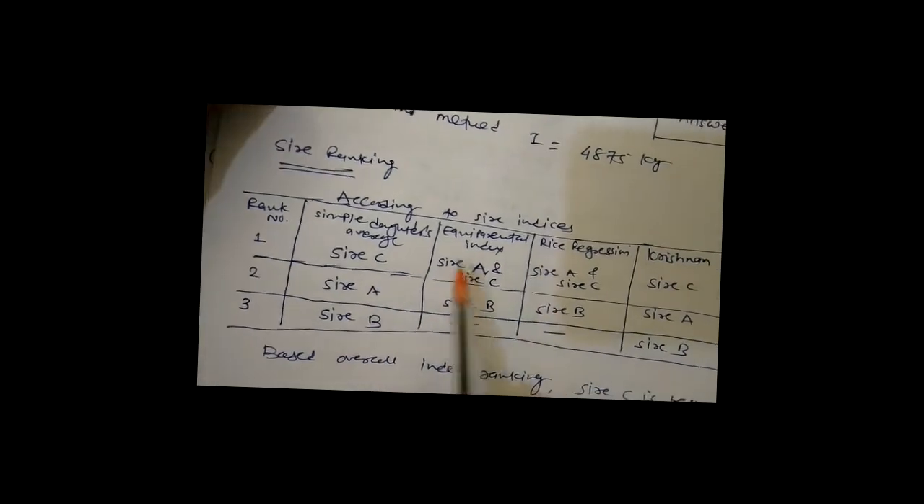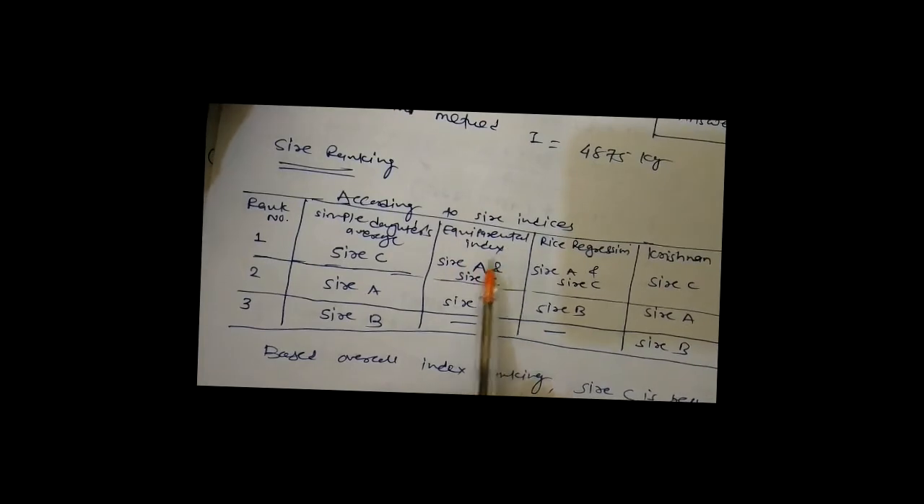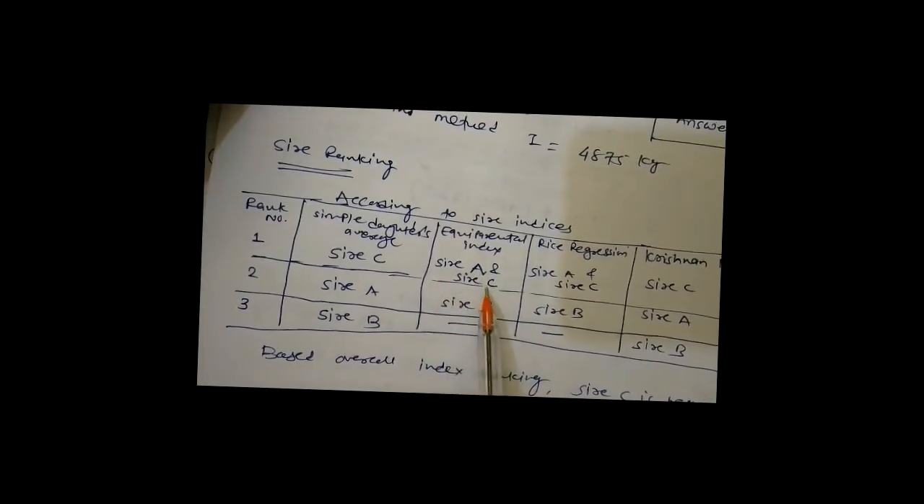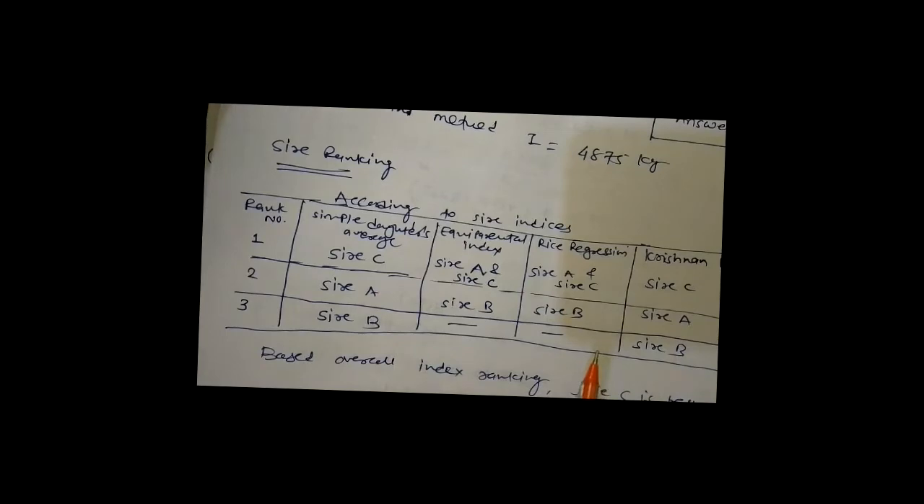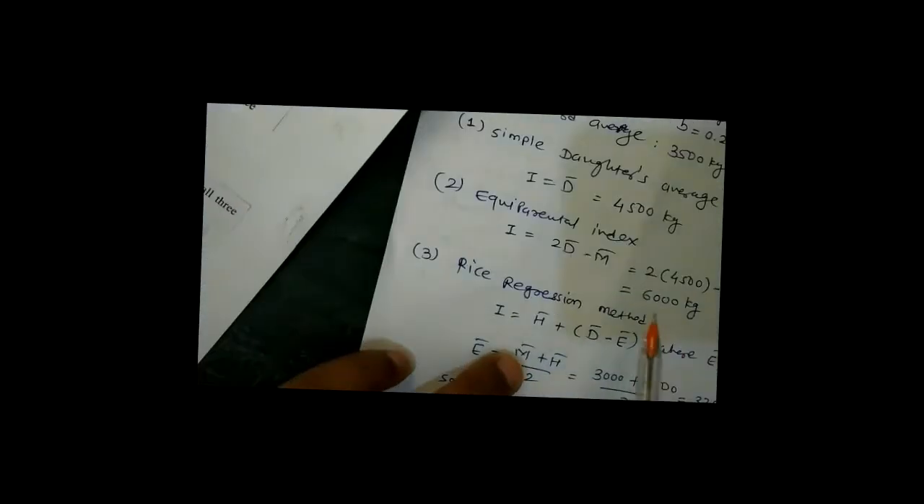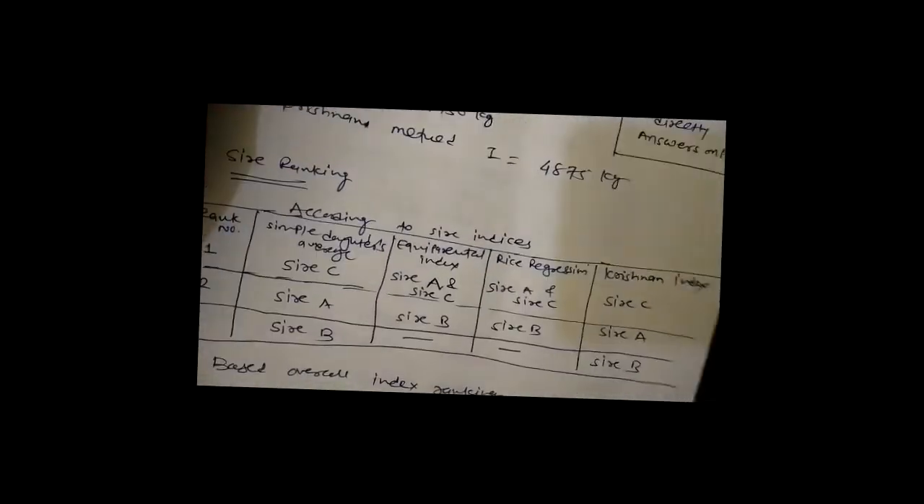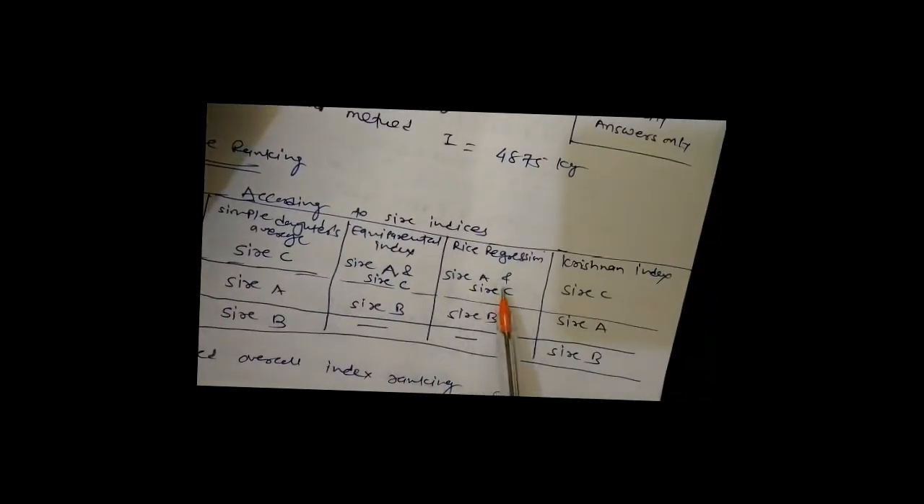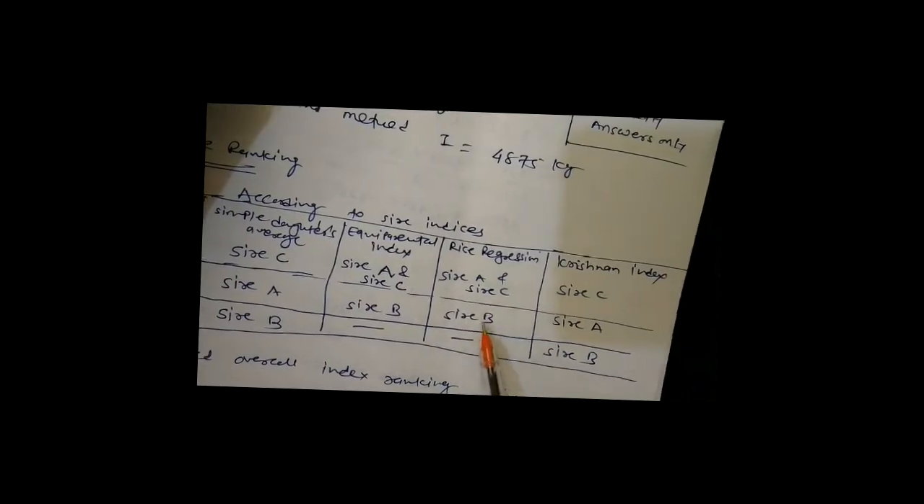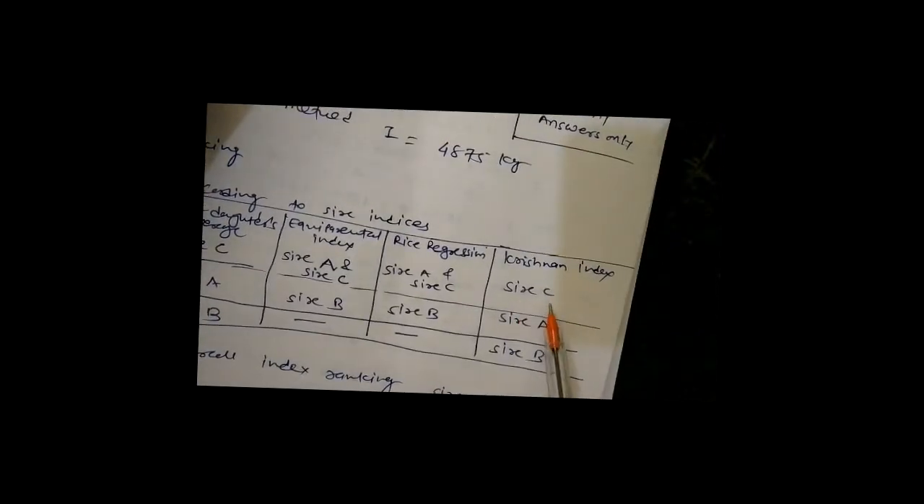That means sire B has a daughter's average value that is very low compared to sire A and sire C. Similarly, as per the equiparental index, both sire A and C are at the same position, both having 6000. So as per the equiparental index, sires A and C are the same, and at second rank is sire B. In the Rice regression method, sires A and C have the same value, then sire B. In the Krishnan index, sire C, then sire A, and then sire B.